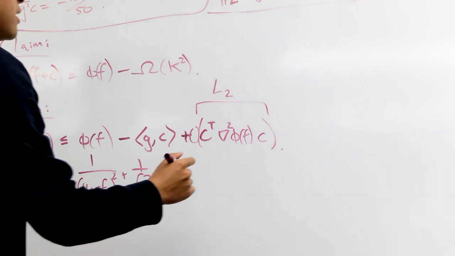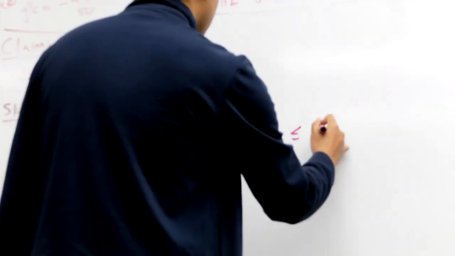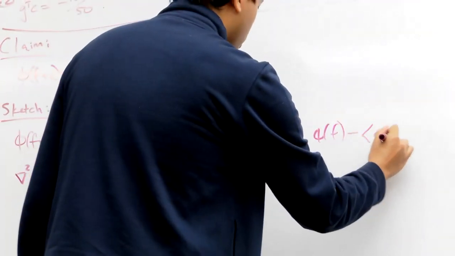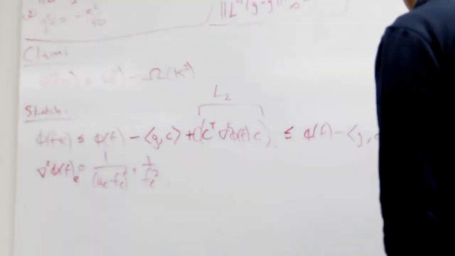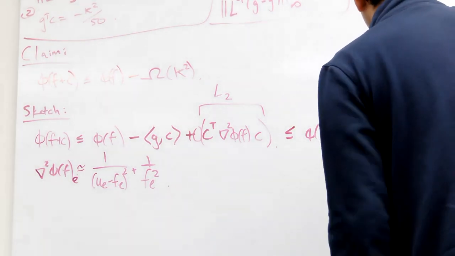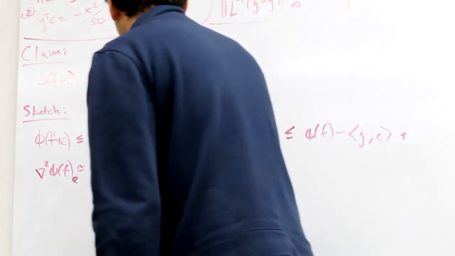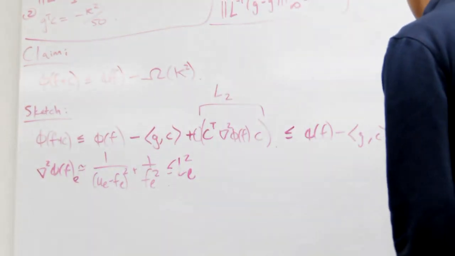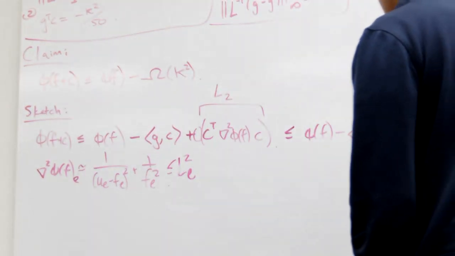So then this, if you keep going, is at most that minus the gradient plus the norm of C. It's going to be at most L_e squared times the L2 norm of C, C_e transpose C, exactly. And then we actually just bound this by the one norm.